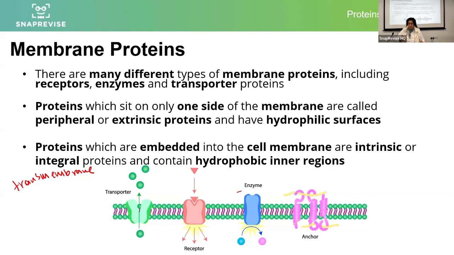And they will have both hydrophilic and hydrophobic regions. So obviously the hydrophobic regions are going to be those amino acids that are in direct contact with what? With the hydrophobic core, the phospholipid tails, which are hydrophobic. So in order for that protein to actually be able to be embedded in the membrane, they will have to have some hydrophobic amino acids right there. They will also have to have some hydrophilic amino acids, the ones that are pointing outwards to the extracellular fluid or the cytoplasm.